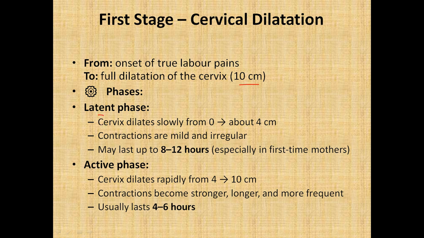The latent phase: here the cervix dilates slowly from 0 to about 4 cm. Contractions are mild and irregular, and may last up to 8 to 12 hours, especially in first time mothers. The active phase: the cervix dilates rapidly from 4 to 10 cm. Contractions become stronger, longer, and more frequent, and this usually lasts 4 to 6 hours.